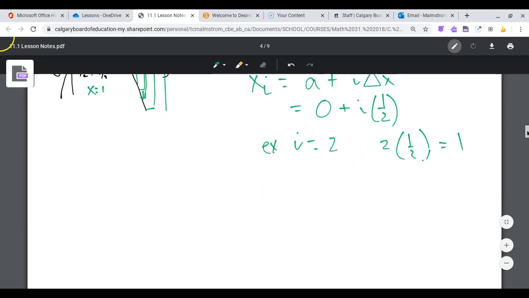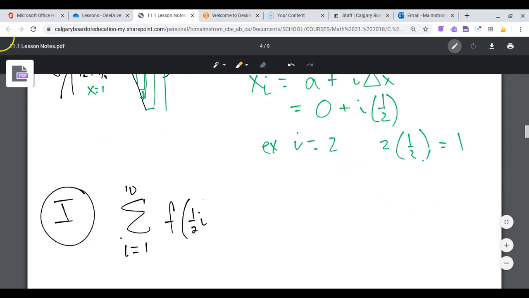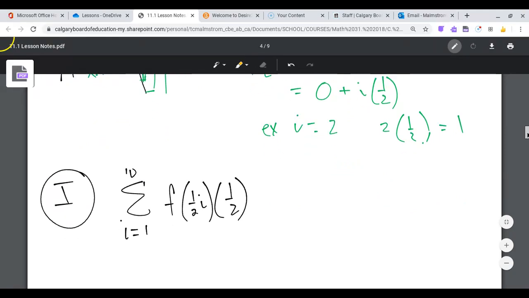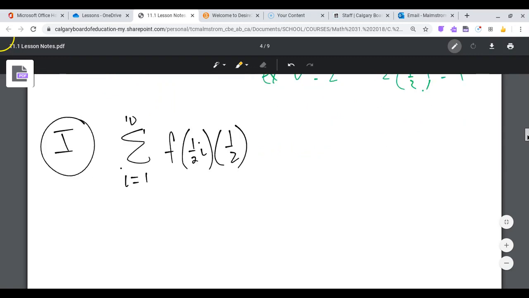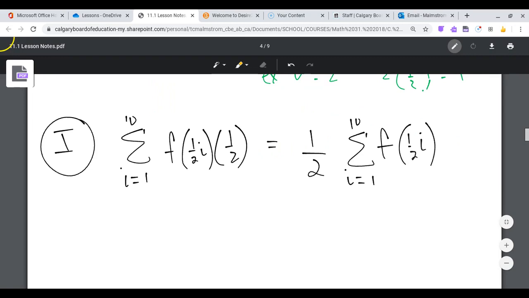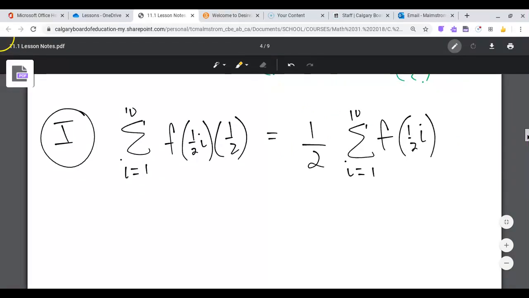So the first method would be just to add up all of our sums. Okay, so from i equals 1 to 10 of f of 1/2 i times 1/2. Those are just filling in our pieces to the formula. And because that half is a constant, I could use my properties and put it in the front. And then all I have to do is calculate all of those f function y values.